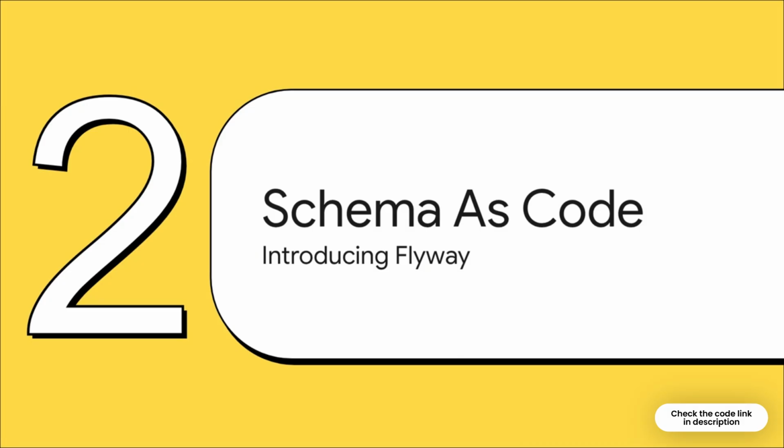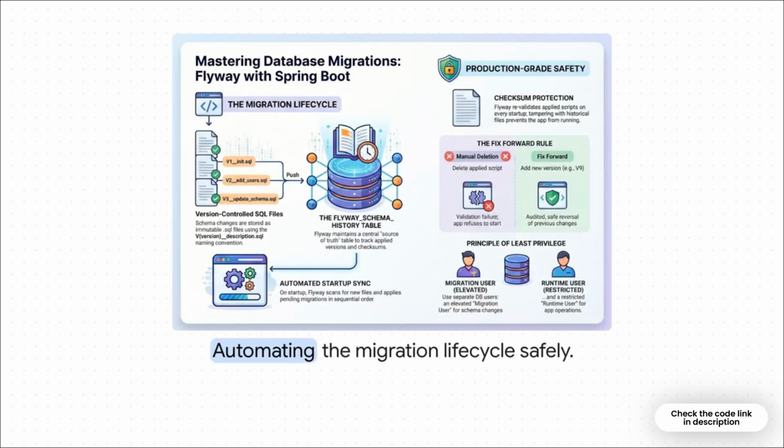Section 2. Schema as code. Introducing Flyway. If you're working with modern stacks, say Spring Boot 3 with H2, Flyway integrates so seamlessly it basically becomes the version control system for your database.